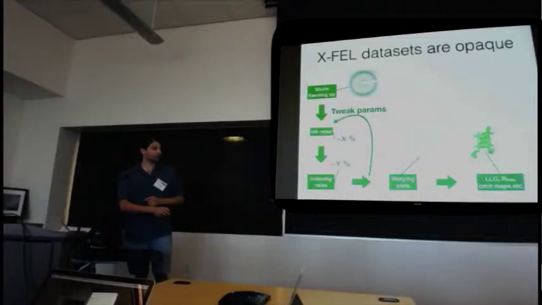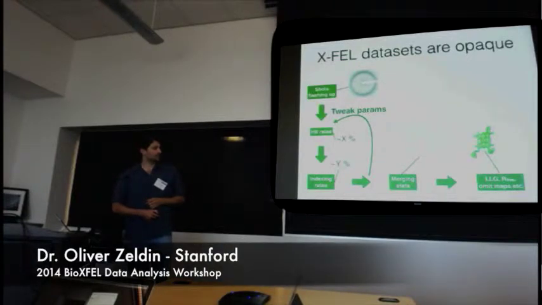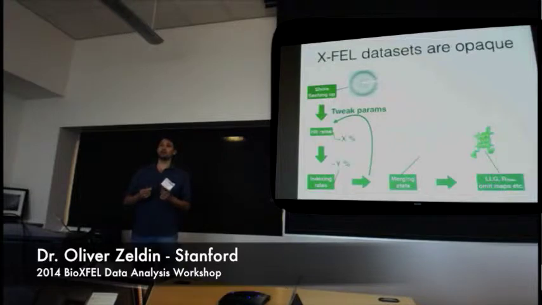Molecular replacement log likelihood gain scores, R3s, emit maps, and other ways of looking at the quality of your data. Now, the stuff I'm going to talk about fits in here, right before merging. Once we've merged, we've lost the fine-grained information.